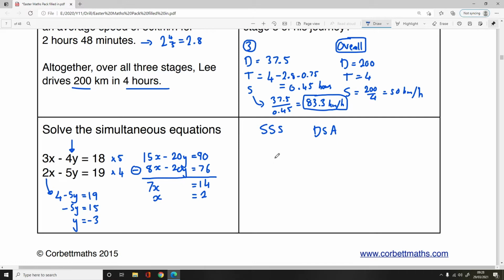If you wanted to check it worked, you could. You could take the top equation, which is 3x minus 4y is equal to 18. Now, we said x is 2, so 3x would be 6. We said y is minus 3, so minus 4y would be plus 12. That equals 18. Yeah, it works. Something good to do if you can.